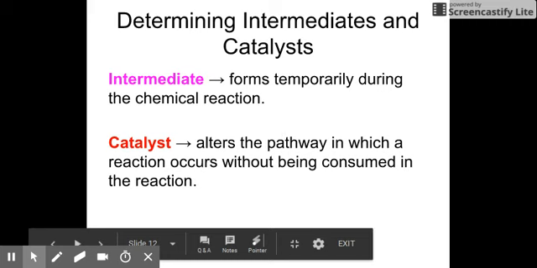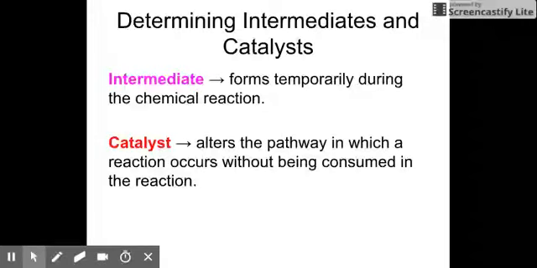Hi! For this video, we're going to learn about sequential reactions and how we determine intermediate compounds and catalysts in those sequential reactions. When we talk about sequential chemical reactions, these are chemical reactions that occur in multiple steps before coming up with the final products. In other words, you have to undergo more than one intermediate chemical reaction before finally obtaining the products that you want to get.